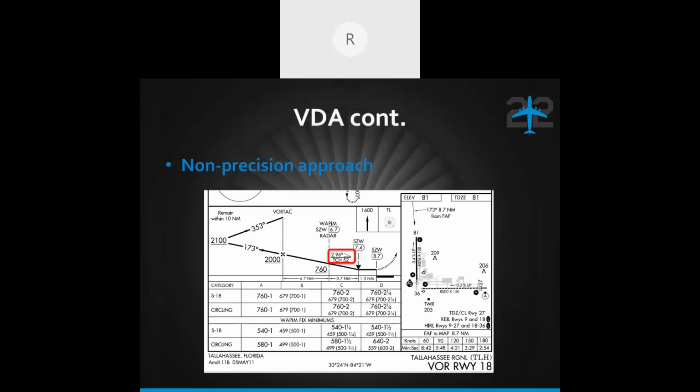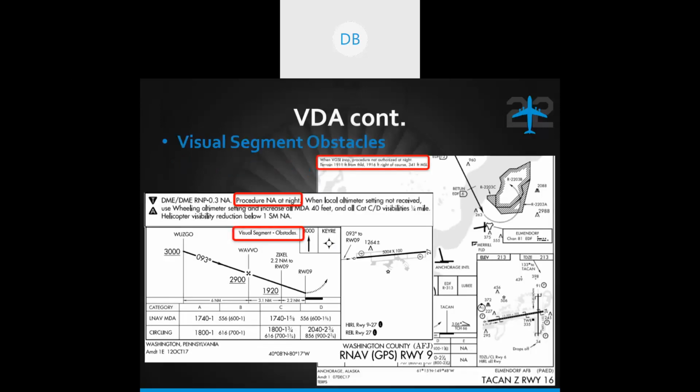And the thing of note on this one, the threshold crossing height, the TCH used to compute the descent angle, is published with the VDA, which I had previously talked about. And kind of the last point I want to talk about is visual segment obstacles. So as initially talked about, you can calculate your own VDP, but if there isn't a VDP published, there's probably a good reason there isn't one published. And this kind of brings it home to you.